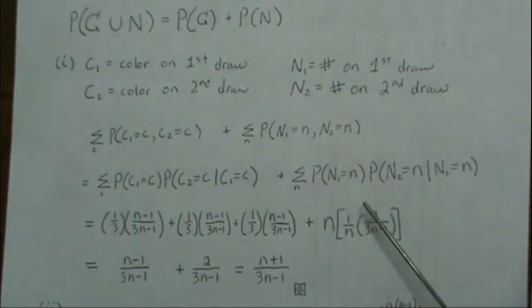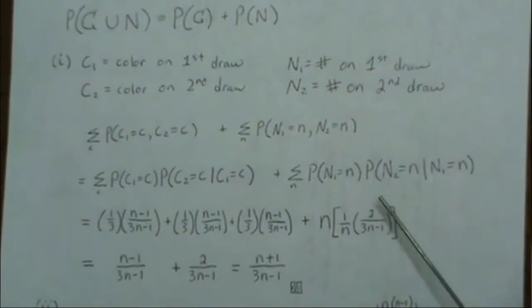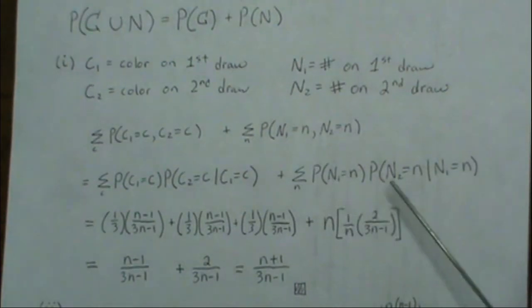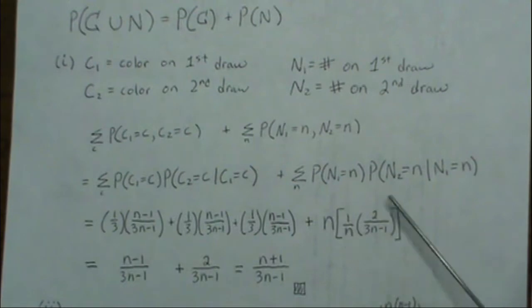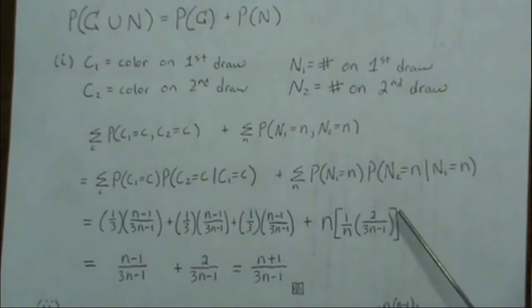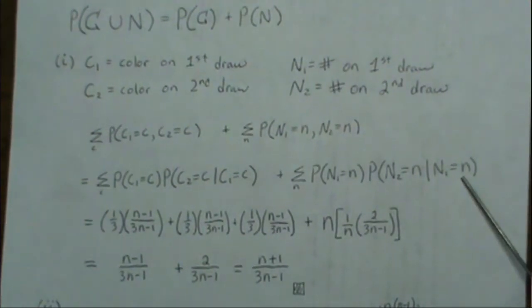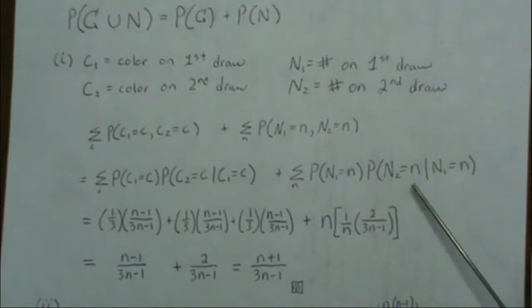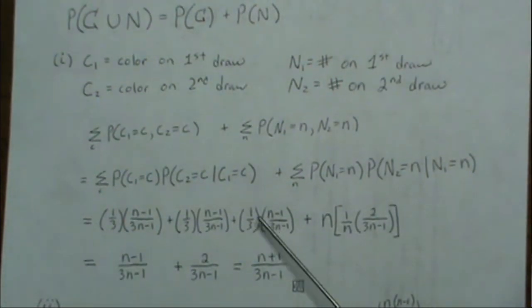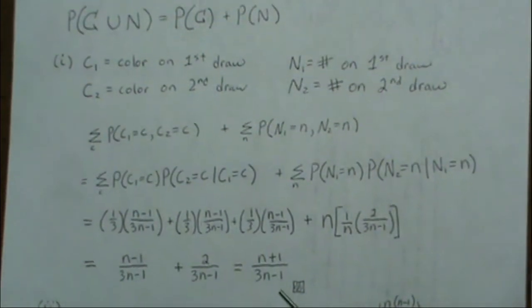And then for the numbers, it's going to be the same probability for each number. So there's going to be n times whatever this probability is. And the probability that we draw a specific number is 1 over n. And then given that number, what's the probability the second time we draw that number, which there are only two numbers left out of the 3n minus 1 possibilities. So this is the probability. And we could have taken 3 times one of these, but for illustrative purposes we didn't. Now this can be simplified to this plus that, which is that. Okay.